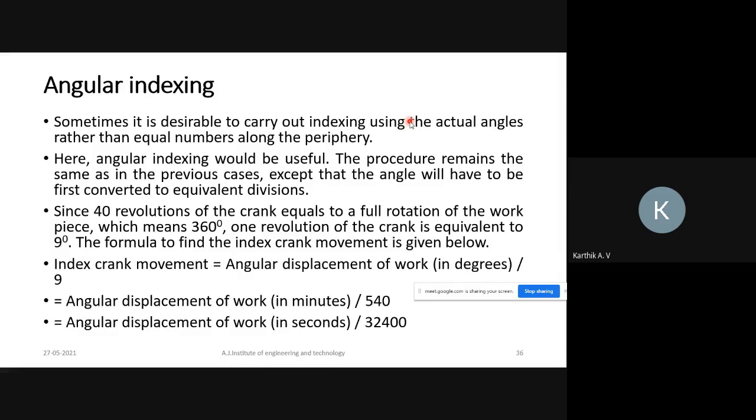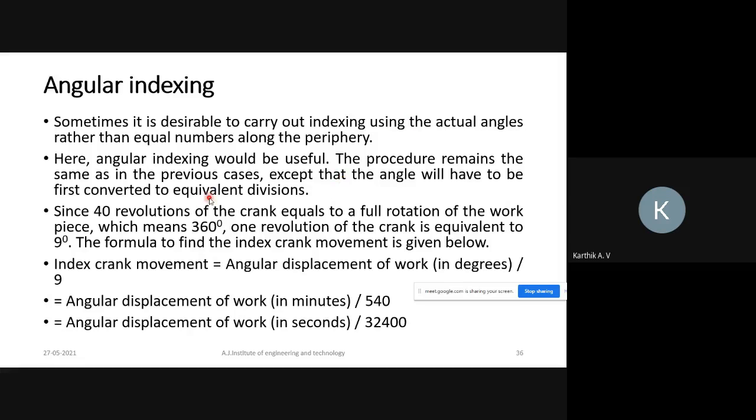So one full circle is nothing but how many degrees? Anyone tell me? One full circle is 360 degrees. So 40 revolutions of the crank is one full rotation of the spindle. I already told you why: in the indexing mechanism, the spur gear has 40 teeth. So 40 rotations of the crank equal one full rotation of the spindle.